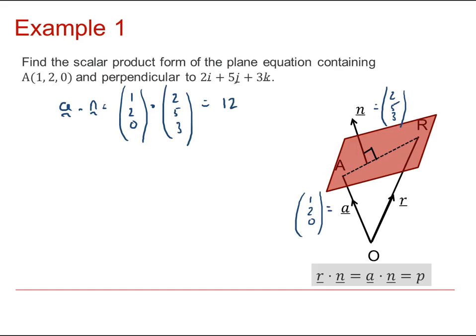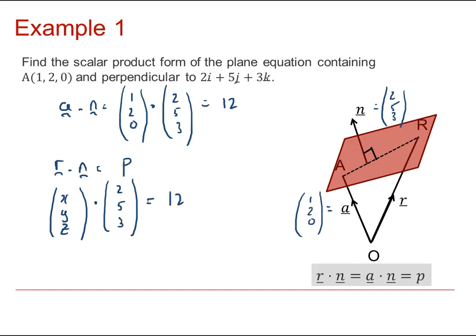Therefore, R dot n equal to P gives us the equation x, y, z, or R, dotted with the normal 2, 5, 3 is equal to the value of P, which is 12. And if we multiply out that dot product, we get 2x plus 5y plus 3z is equal to 12.